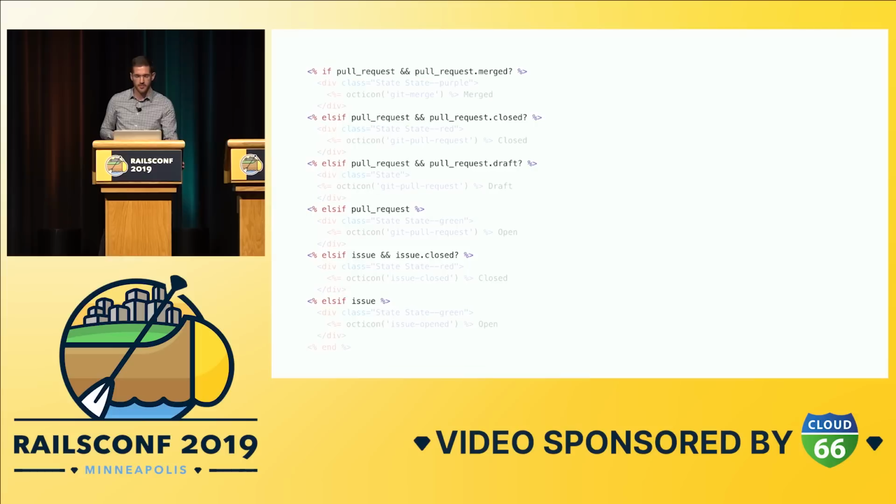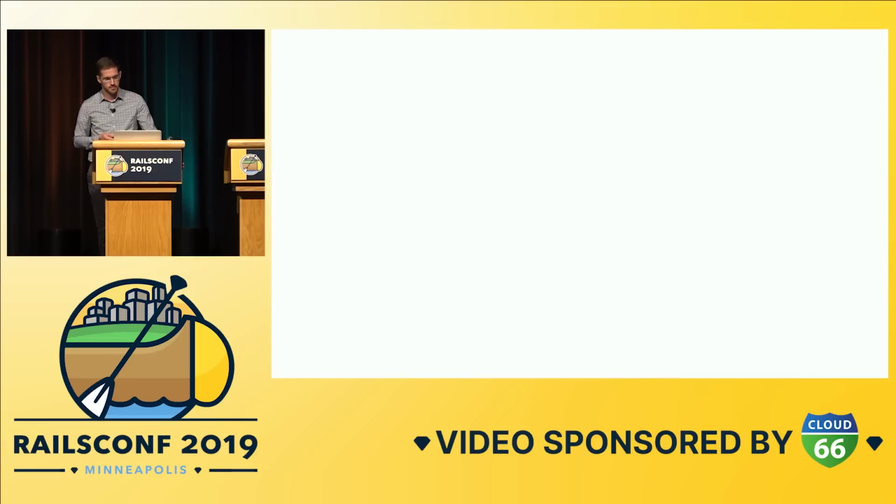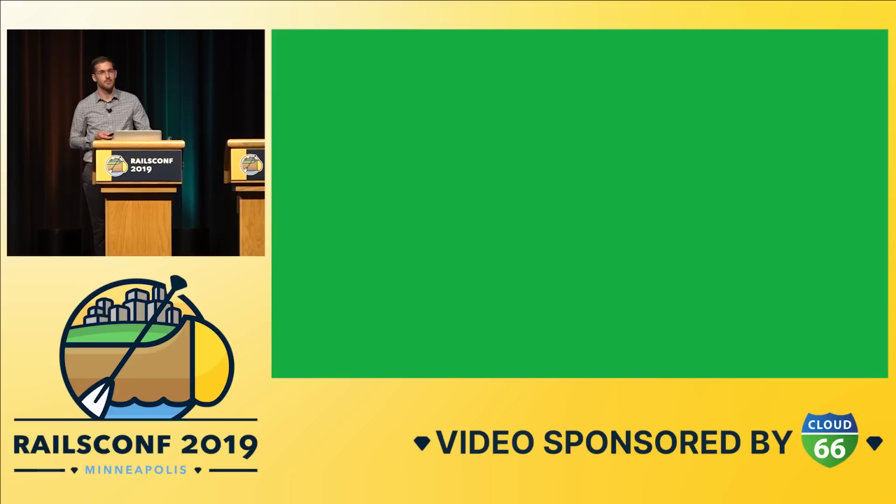So depending on the state of the pull request or issue, we render an icon, label, and color. These together display the state of the issue or pull request. So wanting to know more about the behavior of this view, I figured, why don't we just delete it and see what happens? So that's just what I did.